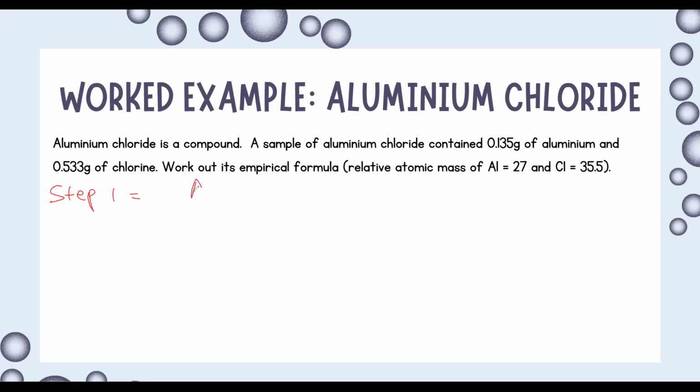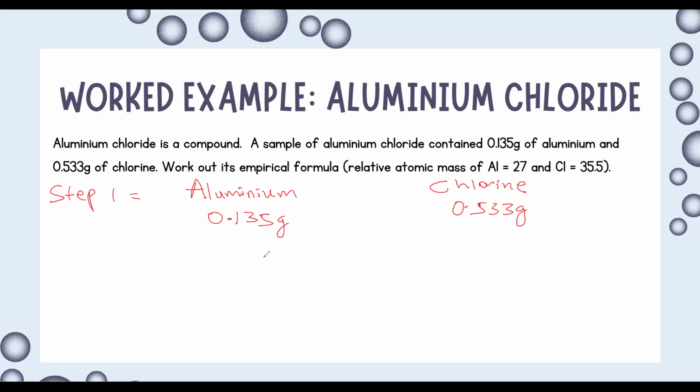Aluminium and chlorine. Aluminium is there, and chlorine is also there. How many grams of aluminium do we have? I'm not asking for the atomic mass. How many grams of aluminium do we have? The mass, 0.135. How about chlorine? 0.533. So now I've gotten the grams for the two of them.